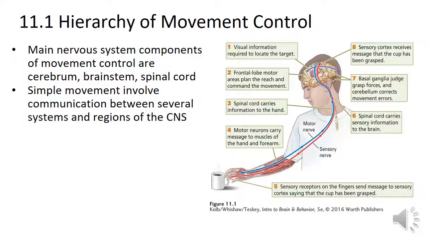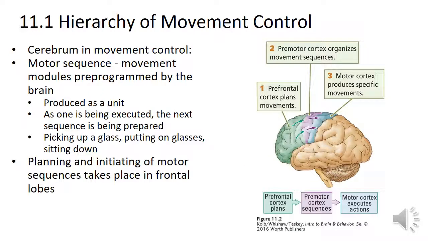So the main nervous system components that we're going to talk about in movement are just the basic central nervous system. So the cerebrum and the brain stem, which make up the brain, and then the spinal cord. And even the most basic movements typically involve communication between several systems and regions of the central nervous system. So we'll start with the cerebrum, which again is the forebrain, or the higher level part of the brain, what we mostly think of as the brain.